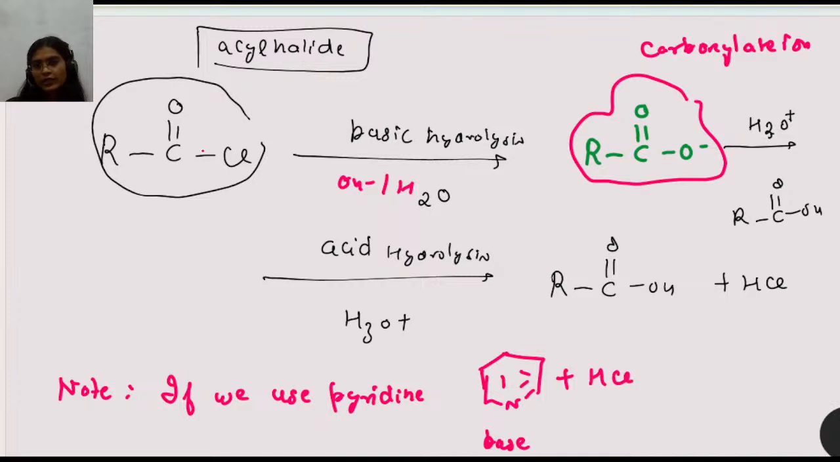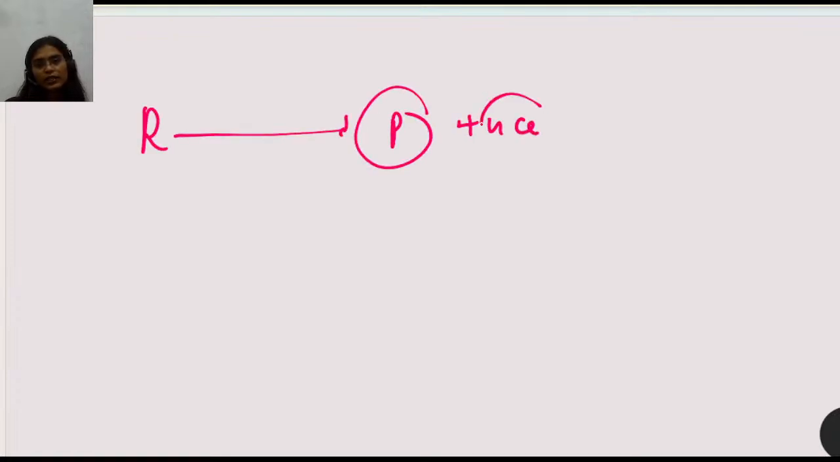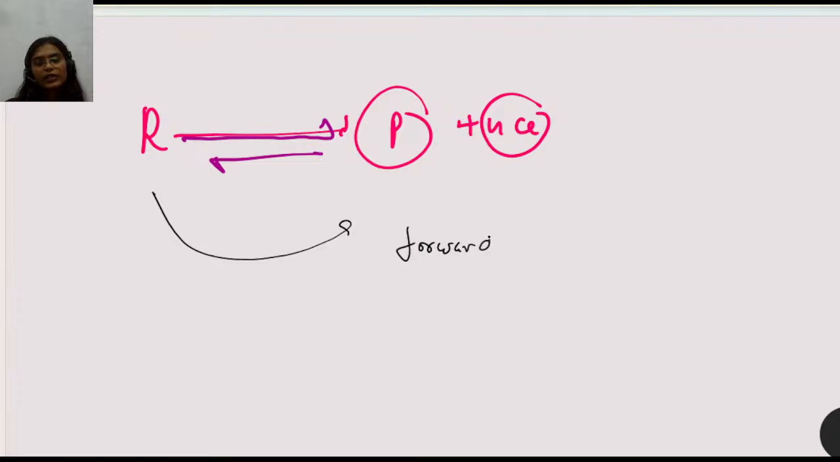If it reacts with HCl, there is formation of pyridinium salt. Now nitrogen gets the positive charge and chlorine is like this, pyridinium chloride. So if you're using pyridine, it starts consuming HCl, which means we are basically consuming the product side. This reaction is an equilibrium, so according to Le Chatelier's principle, the reaction follows the forward direction and the rate of reaction increases.